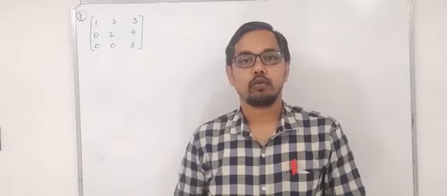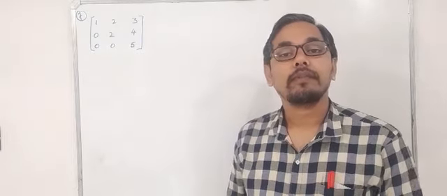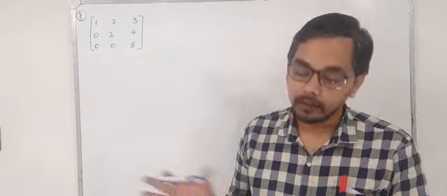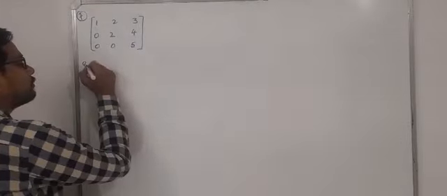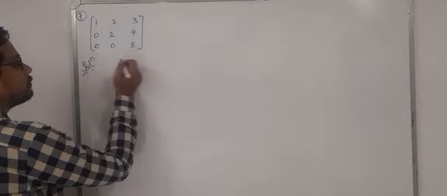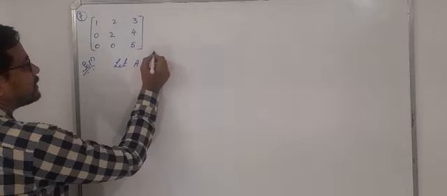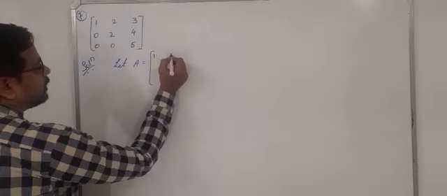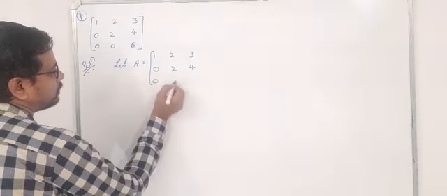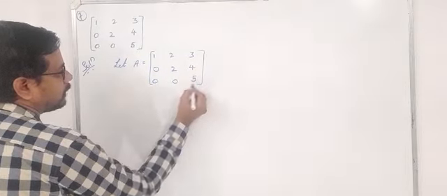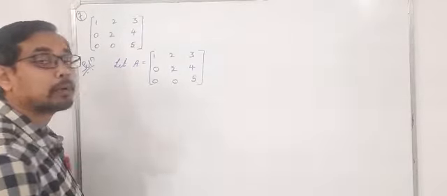So guys, let's move on to the next one, right? So the seventh problem here is a 3 cross 3 matrix in which we need to find the inverse of this particular matrix. Okay. Let A is equal to 1, 2, 3, 0, 2, 4, 0, 0, 5. Okay. So now here, let's find the determinant of this particular matrix.